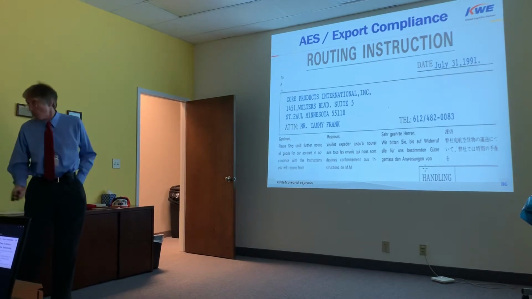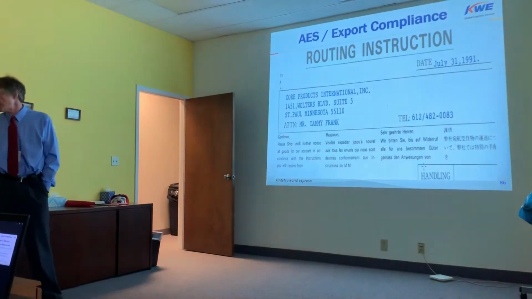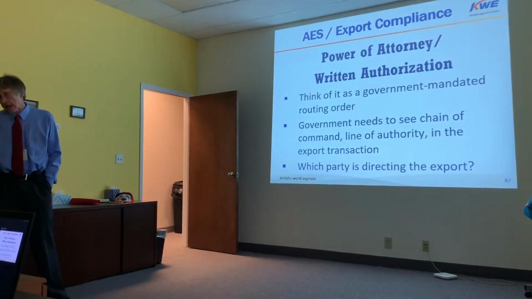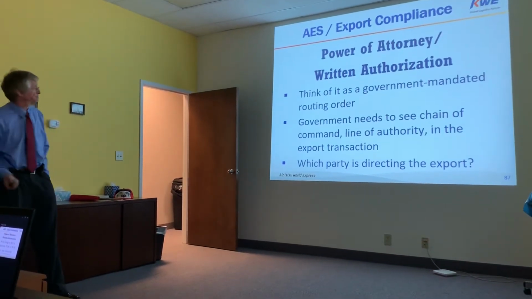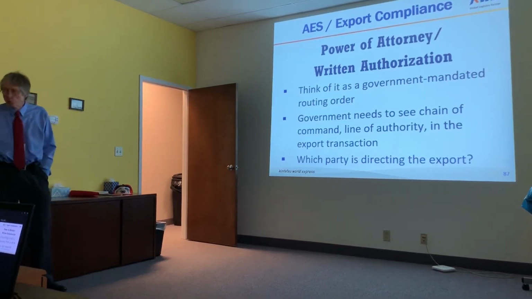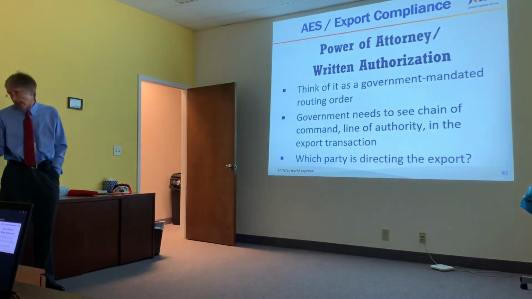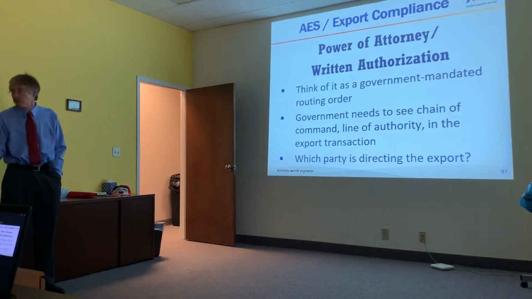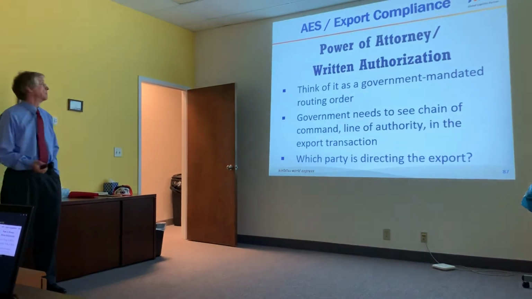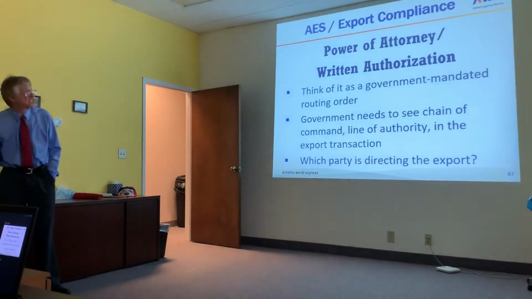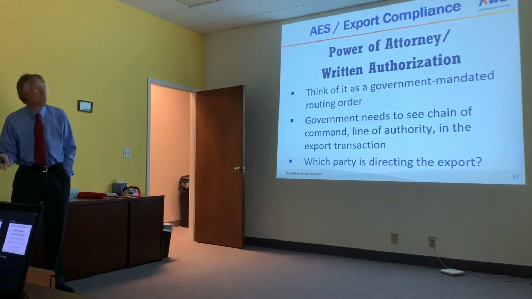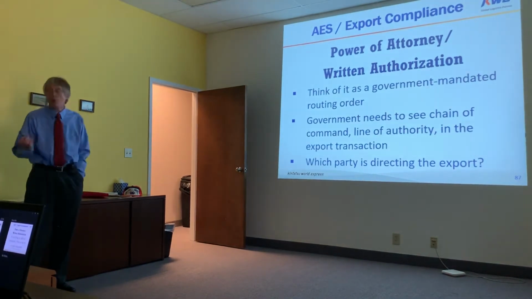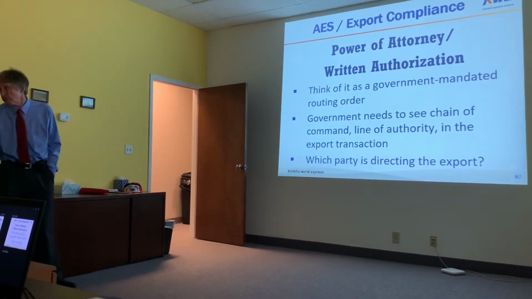So you may ask, why am I talking about this relic from the dustbin of history? Well, I think it's applicable for this reason. I want you to think of the POA, or the written authorization, what we use today, as a government-mandated routing order. The government needs to see a chain of command, a line of authority in the export transaction. Which party is directing the export? That's what they want to know.